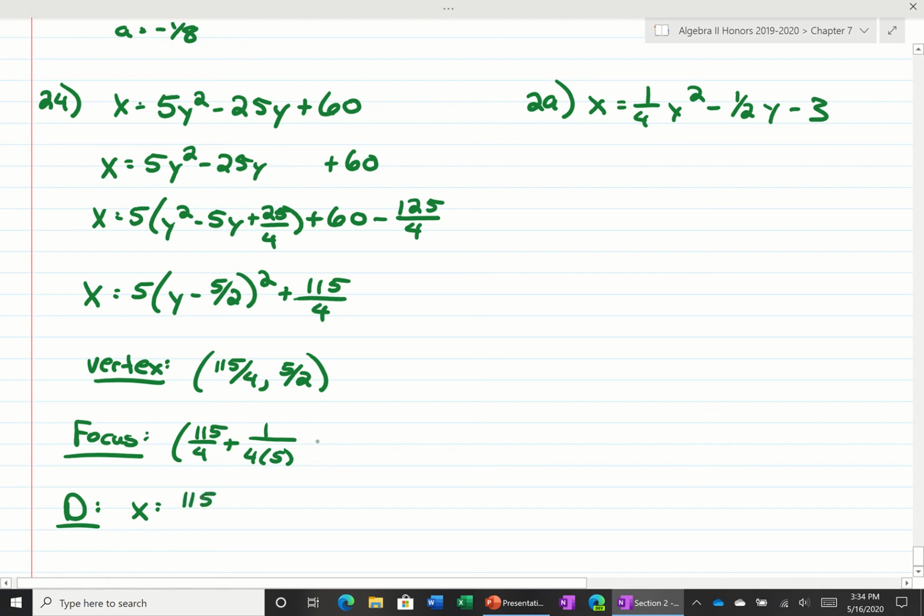Let me see here. It would be 115 over 4 minus 1 over 4a. So in this case, the focus for number 24 would be 144 over 5, comma 5/2, and then the directrix would be x is equal to 287 over 10.